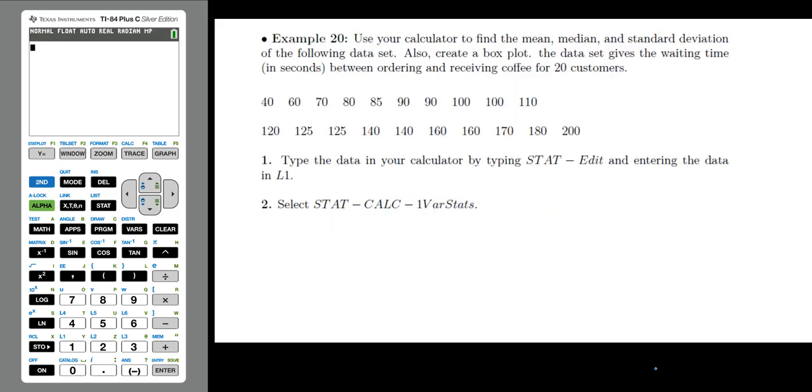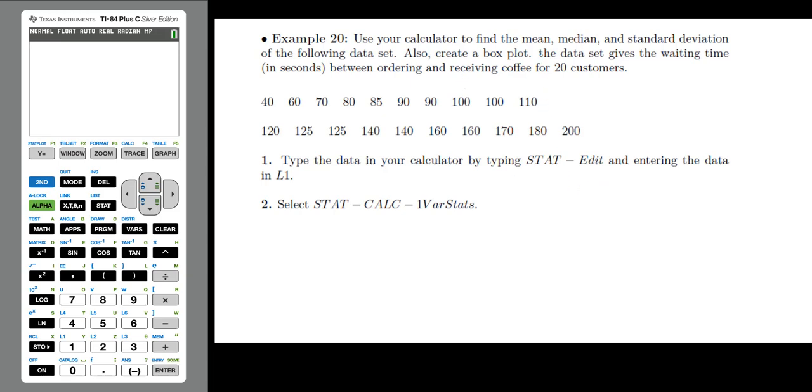Now that process that we just went through was kind of tedious, right? So if the data set gets much larger than that, I'm never going to want you to do that manually. So I want to show you how to use technology to do not only the standard deviation, but other things as well. In example 20 here, it says, use your calculator to find the mean, the median, and the standard deviation of the following data set. Also create a box plot. So I've asked you to do a lot here, but it turns out one command in your calculator is going to give it all to you.